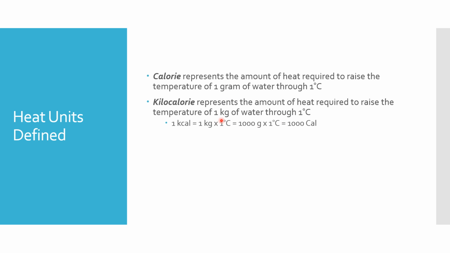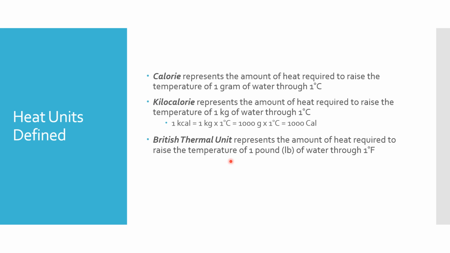So if you have 1 kilogram of water and you raise its temperature by 1 degree Celsius, then you have consumed 1 kilocalorie of heat energy to raise the temperature of 1 kilogram of water by 1 degree Celsius. You can also convert between kilocalories and calories very easily. 1 kilogram into 1 degree Celsius is equal to 1000 grams into 1 degree Celsius, and as we know, 1 gram into 1 degree Celsius is already a calorie. So there are 1000 calories in 1 kilocalorie.